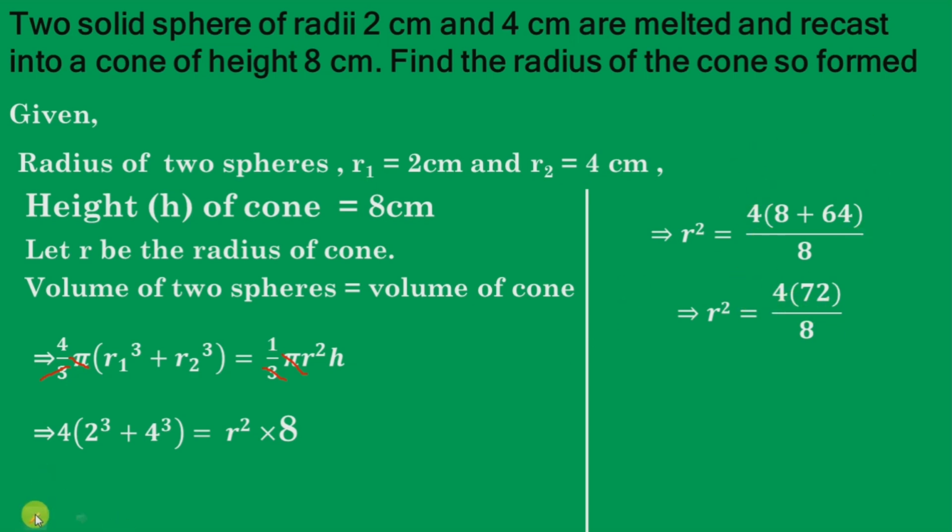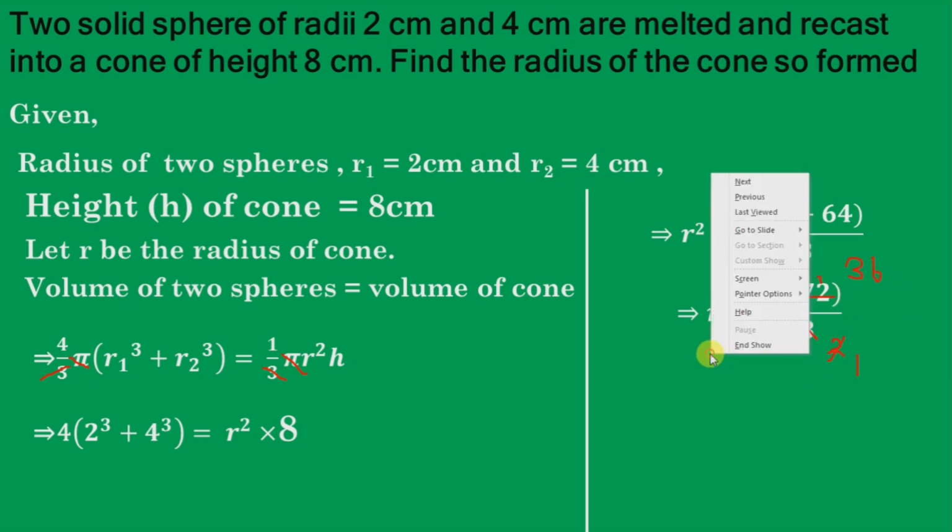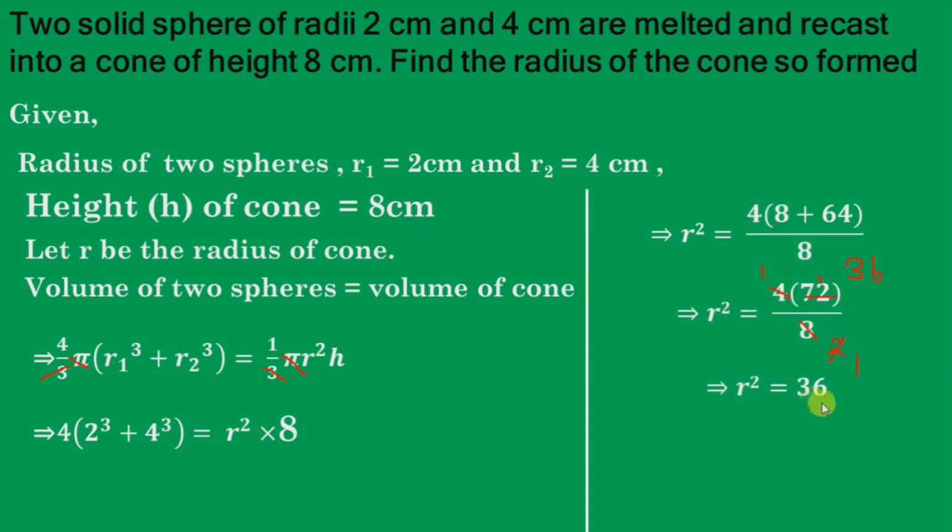Now cancellation will take place. 4 1s are 4, 4 2s are 8, 2 1s are 2, 2 3s are 6, it becomes 12, 2 6s are 12. So r square is equal to 36. That means r is equal to 6 centimeter. The radius of the cone so formed is 6 centimeter. Hence the radius of the cone is equal to 6 centimeter.